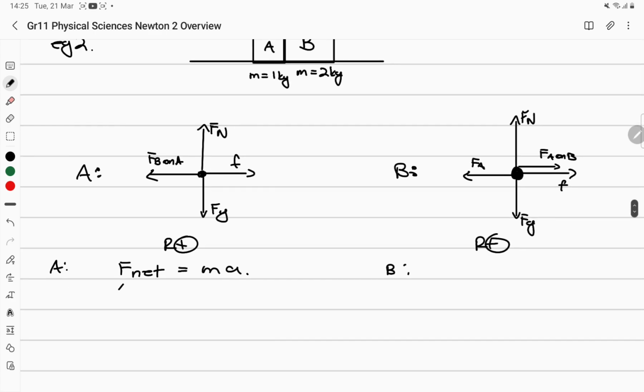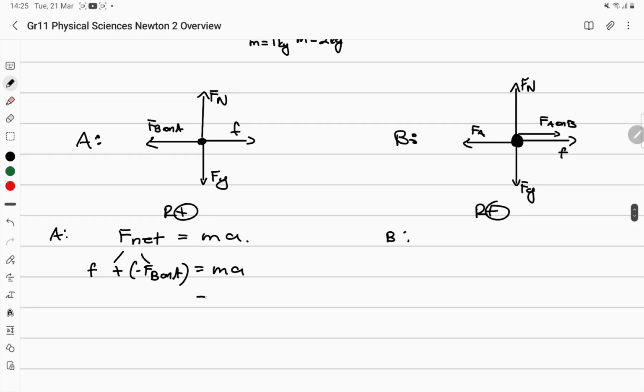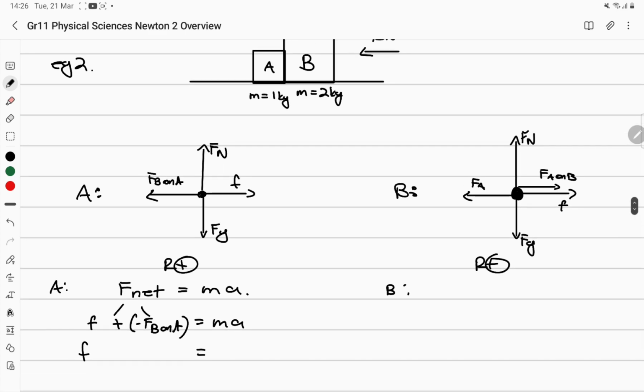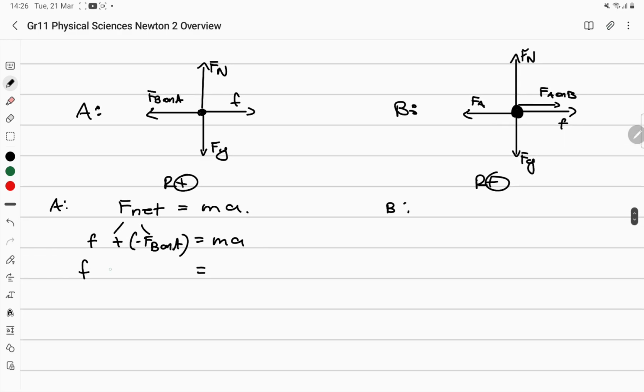And as we said at the beginning of the video, we're going to break up this F net. We have right as positive, so we have a positive friction plus a negative F B on A, which is equal to ma. For now we can substitute in from here. I'm not going to do that, but let's rather leave that. I just want to show you how to set these up.